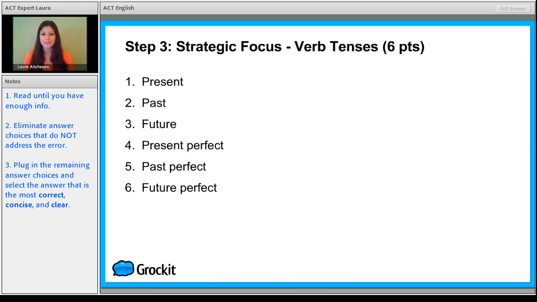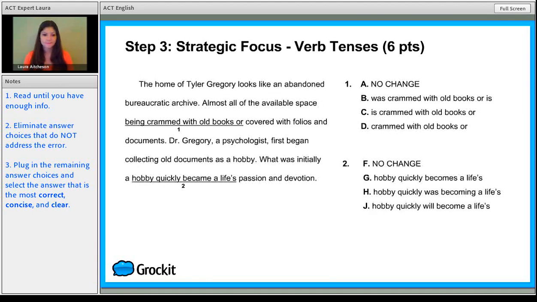On to verb tenses. There are 6 different types of tenses that the test will cover. So present, past, future, present perfect, past perfect, and future perfect. Now, the good news is you don't have to label them. You just have to know whether or not they're correct. So let's check out some questions. Don't skip over that first sentence. Read the first and second sentences.